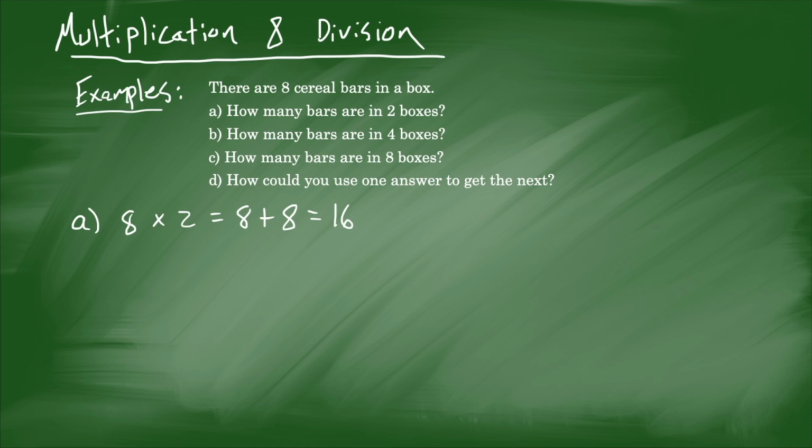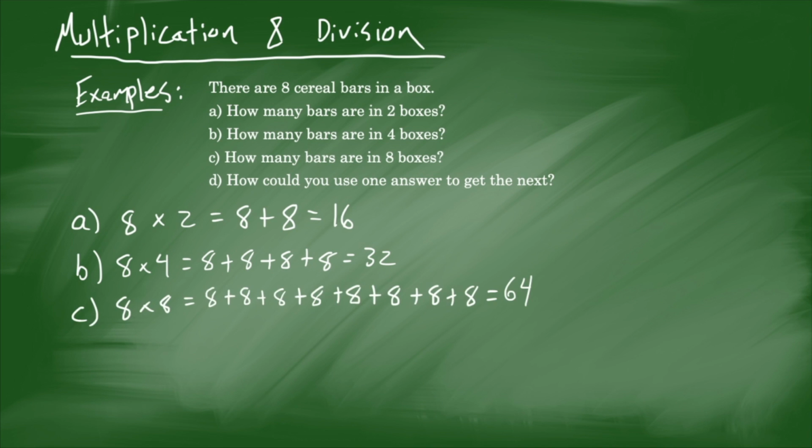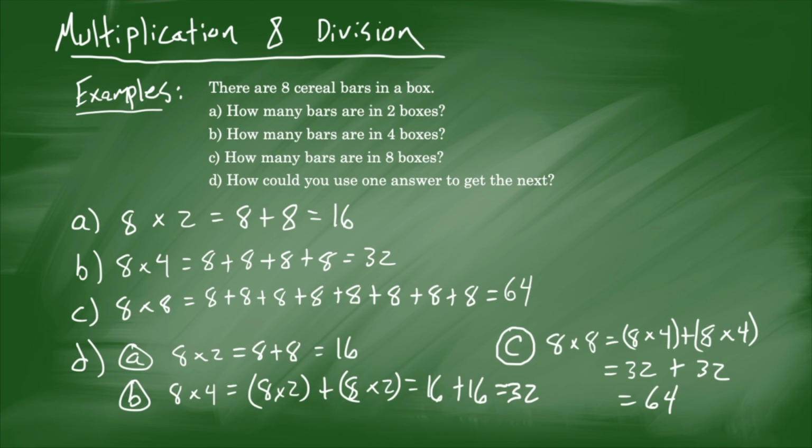With A, we have 8 times 2, which is the same as 8 plus 8, which is 16. B is 8 times 4, which is 4 groups of 8. 8 plus 8 plus 8 plus 8, 32. C, 8 times 8. That is 8 groups of 8. 8 plus 8 plus 8 plus 8 plus 8 plus 8 plus 8 plus 8. That is 64. D. How can we use one answer to get to the next?